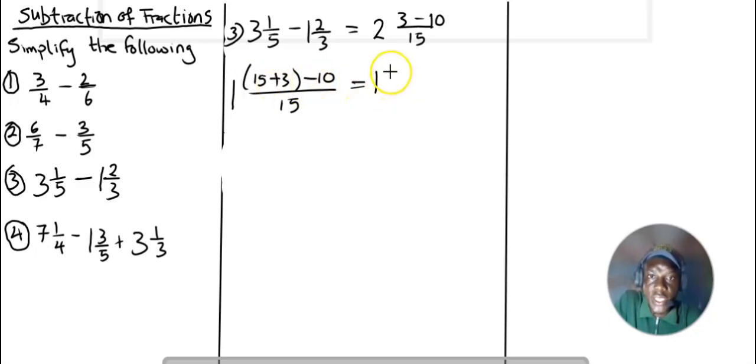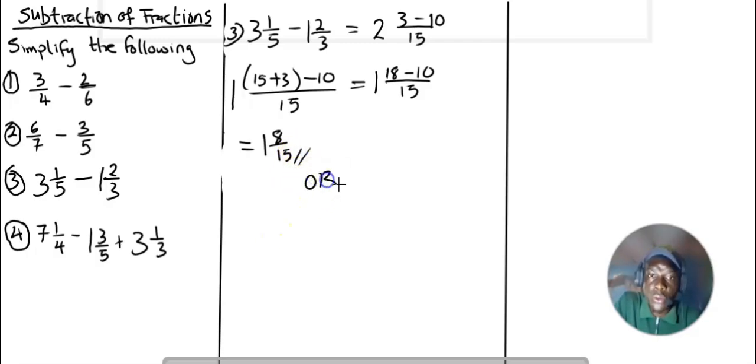15 plus 3 will give us 18. 18 minus 10 divided by 15. 18 minus 10 will give us 8. So you have is equal to one whole number, 8 over 15. And this is our final answer.